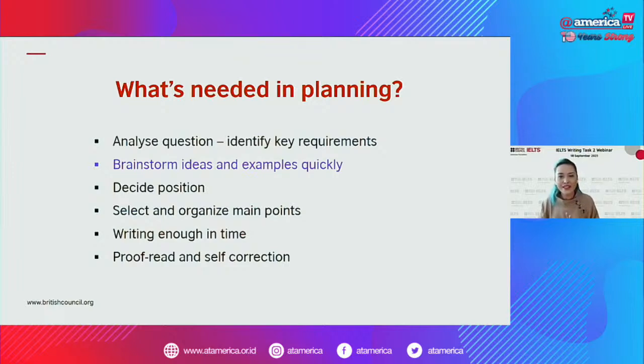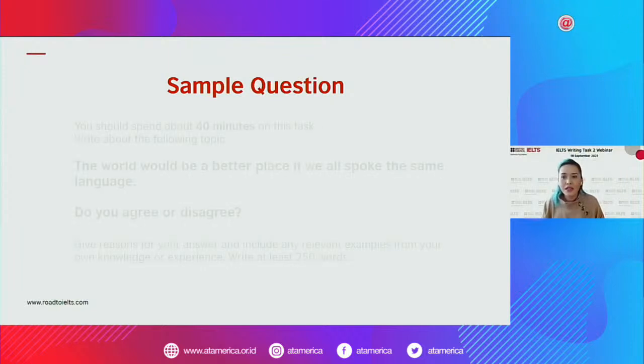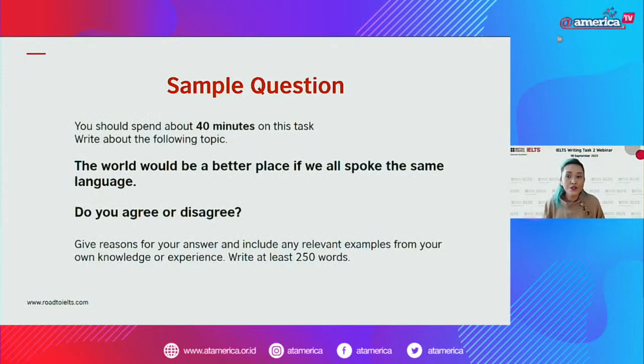Okay, right. Now we're going to focus on each criterion in the writing band descriptor, so you know what you need to do to get that target score. Here is the first sample question. Remember, the first thing you should do is to analyze the question. Remember the first stage, find the key requirements. All right, find the topic and the task words.